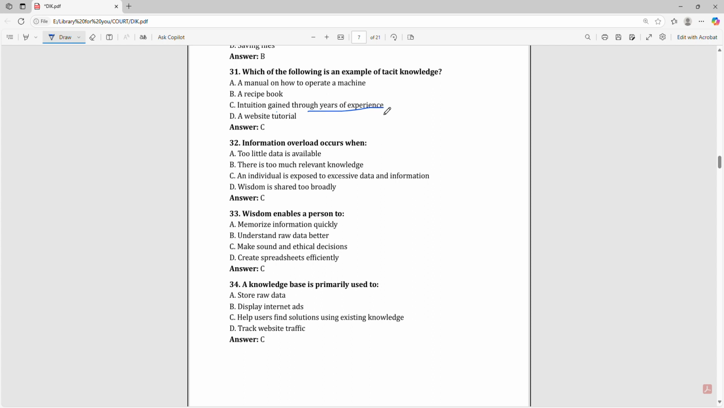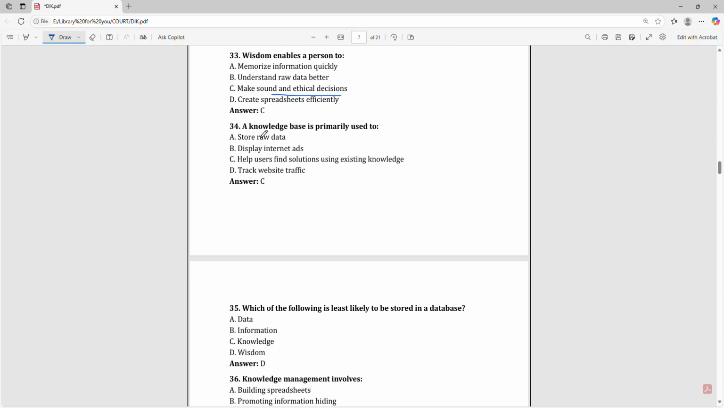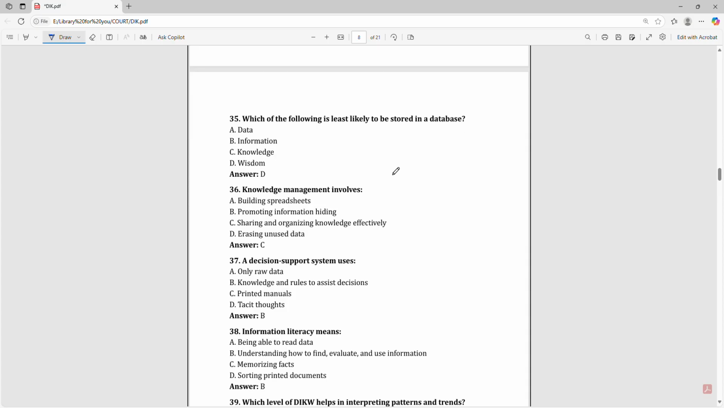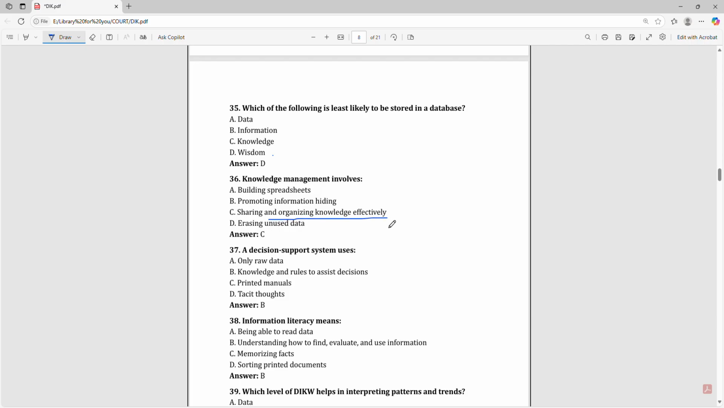Information overload occurs when an individual is exposed to excessive data and information. Wisdom enables a person to make sound and ethical decisions. A knowledge base is primarily used to help users find solutions using existing knowledge. Which of the following is least likely to be stored in a database? That is wisdom. Knowledge management involves sharing and organizing knowledge efficiently.